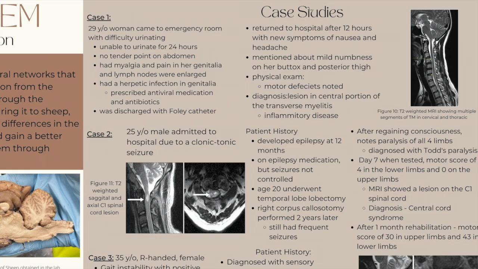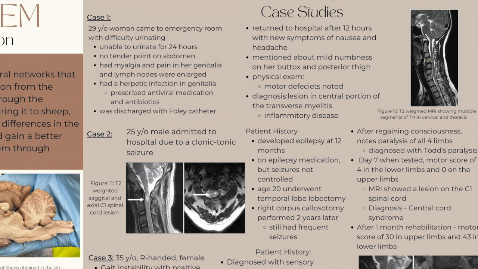Our second case study is about a 25-year-old male who was admitted to the hospital after a tonic-clonic seizure. He developed epilepsy at 12 months. He is on epilepsy medication, but his seizures are not controlled. At 20 years old, he underwent a temporal lobectomy to stop his seizures. Two years later, he had a right corpus callosotomy, but his seizures are still pretty frequent.